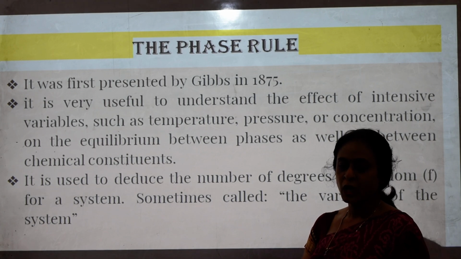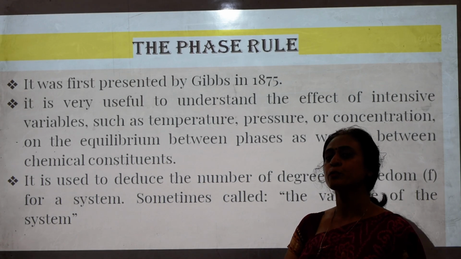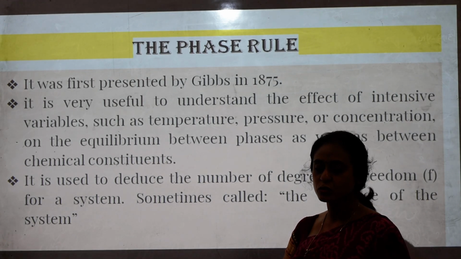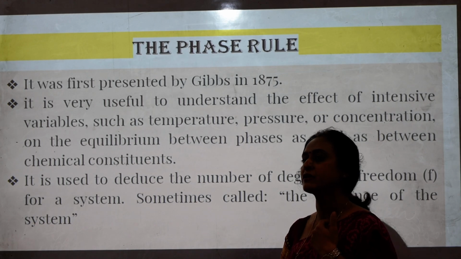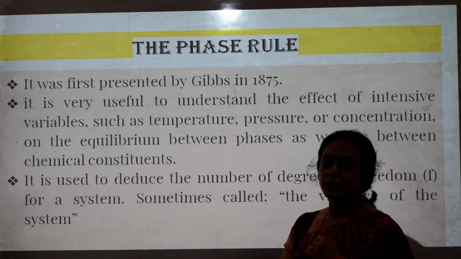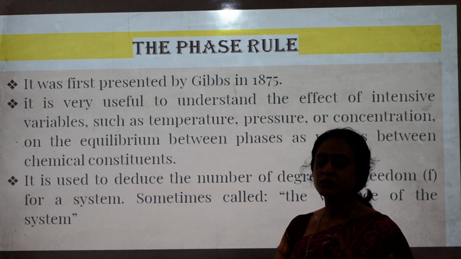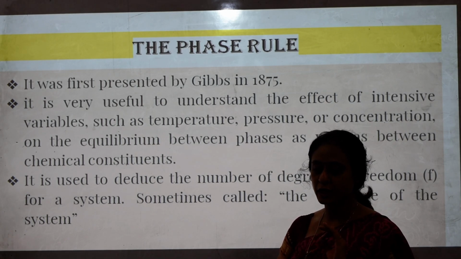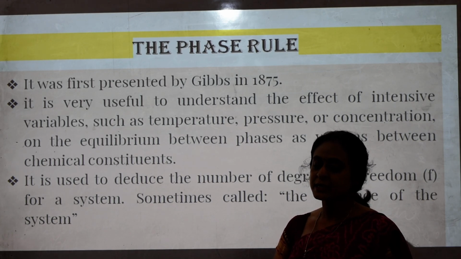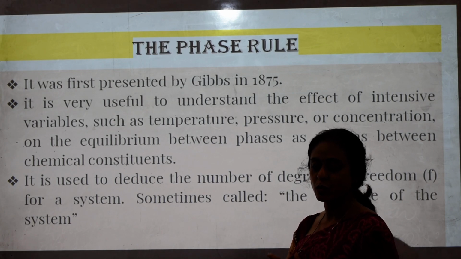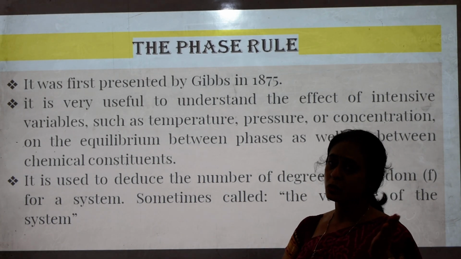Now what is the phase rule? It was first presented by Gibbs in 1875. He also proved this thermodynamically. Here we are defining what the phase rule is. It is very useful. Now what is the utility of this particular phase rule? It is very useful to understand the effect of intensive variables, such as temperature, pressure or concentration, on equilibrium between phases as well as between chemical constituents.